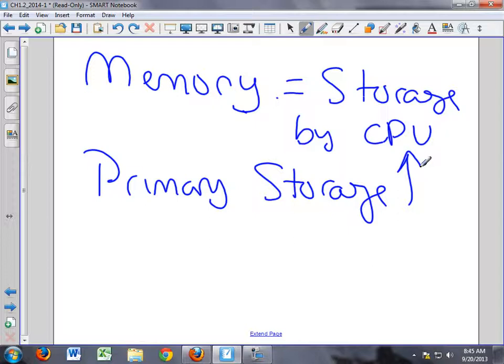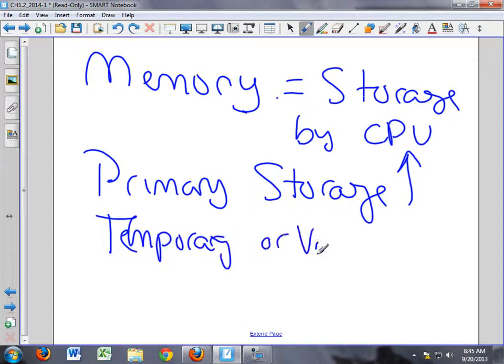Where do you store stuff? When you hit save, where does it go? It goes to your hard drive or your USB flash drive. You're putting it on permanent storage. You don't save to here. Primary storage, primary to the CPU, and it's also temporary, or volatile. In other words, it goes away. You turn off your PC, the stuff in memory goes away.